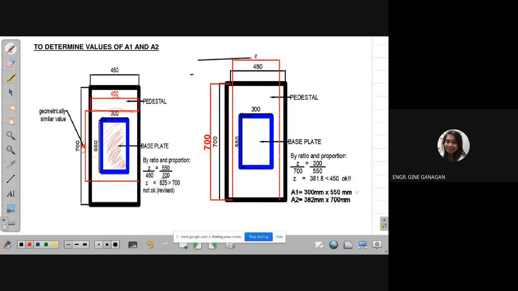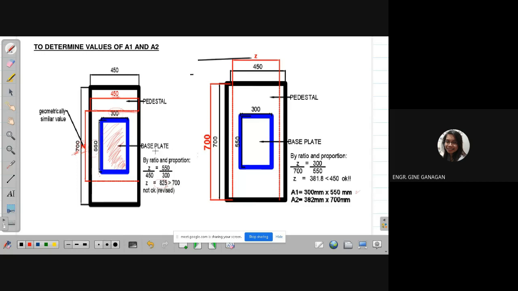So pag tinitingnan natin yung dimension ng pedestal natin, ang dimension lang natin is hanggang 700. Okay? So yung D na nakuha natin, which is 825, is not possible. Because this is greater than 700, which is our maximum dimension for pedestal. So, hindi pwede na yung area mo is 450 by 825.